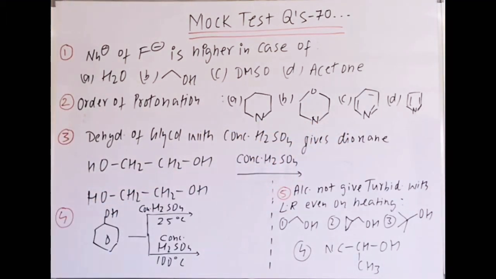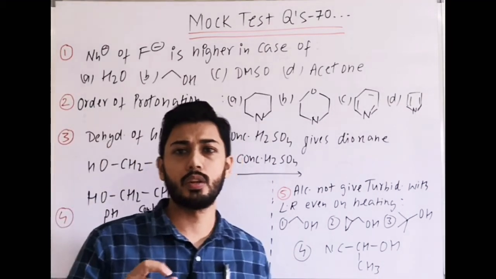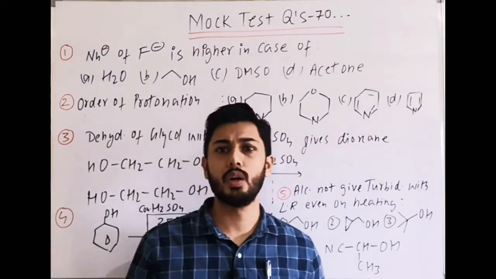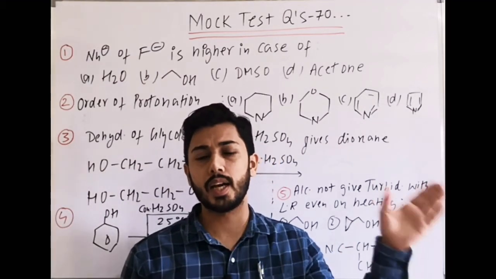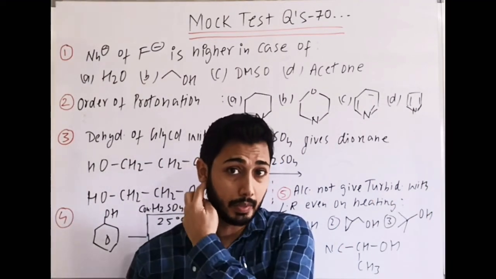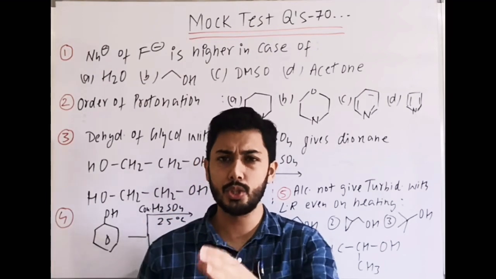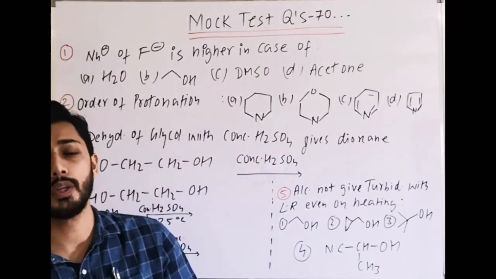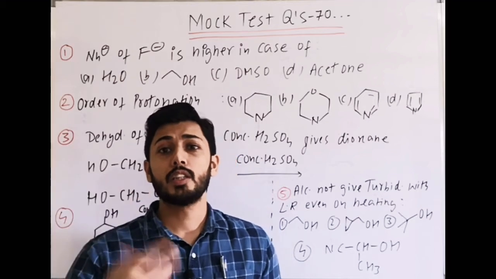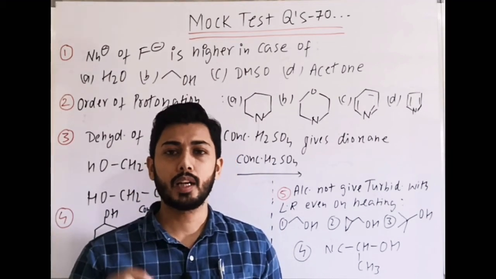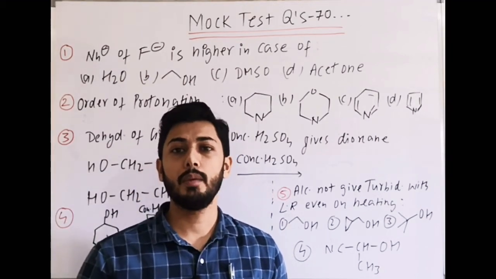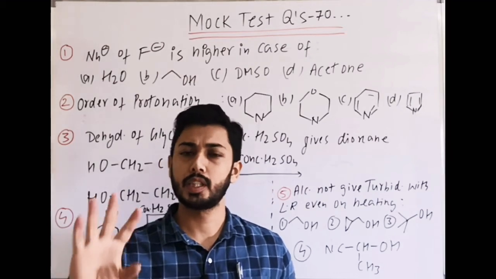Nucleophilicity of F minus is higher in case of... You have covered this concept in the nucleophilicity order. We know generally it is I minus maximum, F minus least, but that is for polar protic solvent. In the GOC part I think it is covered. Yes, it is covered. Then F minus becomes maximum in a polar aprotic solvent, with I minus least.